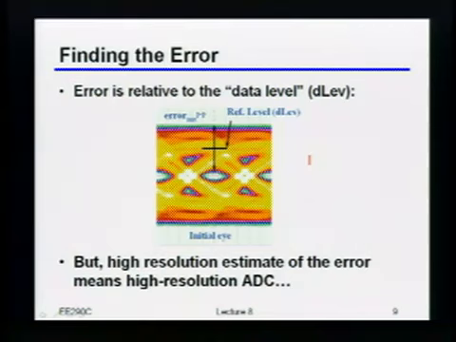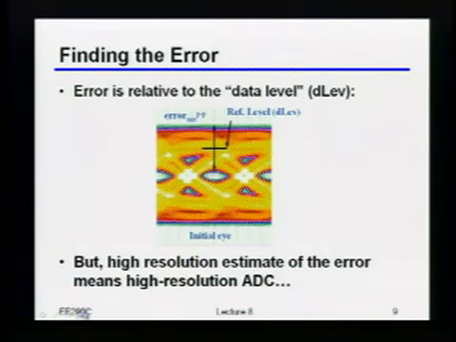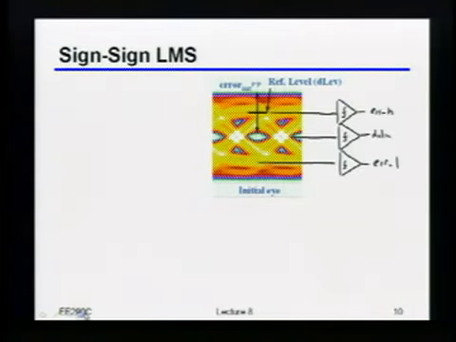Then we also said, well, we don't really want a high-resolution ADC to estimate those errors. So why don't we just put a comparator at either the upper data level or the lower data level, or perhaps even both, and then just look at the signs of the errors. And indeed, you can do what's called the sign-sign algorithm. It will basically converge to the same solution under some technical caveats which aren't too important from the standpoint of our discussion.